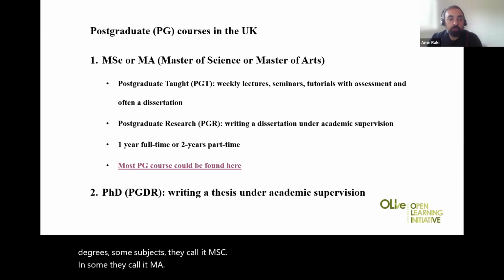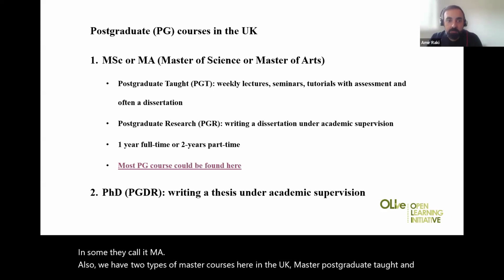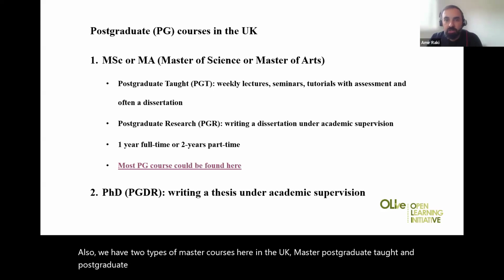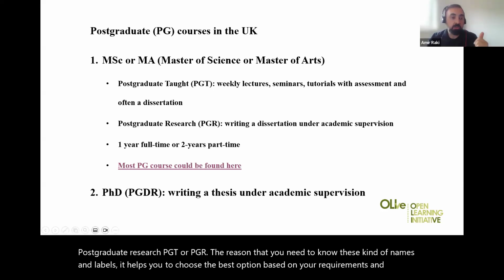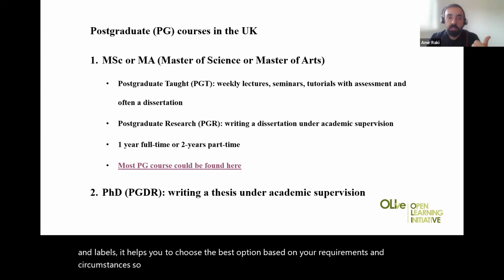Also, we have two types of master's courses here in the UK: postgraduate taught and postgraduate research, PGT or PGR. The reason you need to know these names and labels is that it helps you to choose the best option based on your requirements and circumstances. So postgraduate taught is similar to undergraduate. It's similar to university or high school.